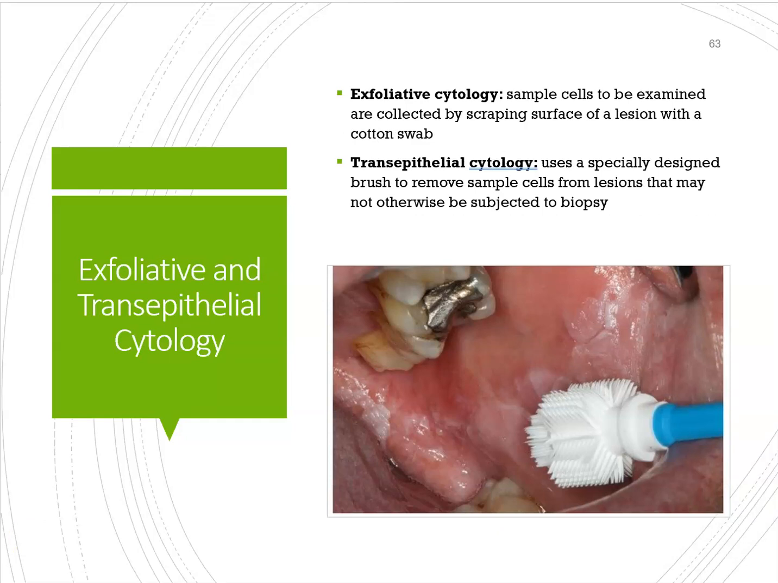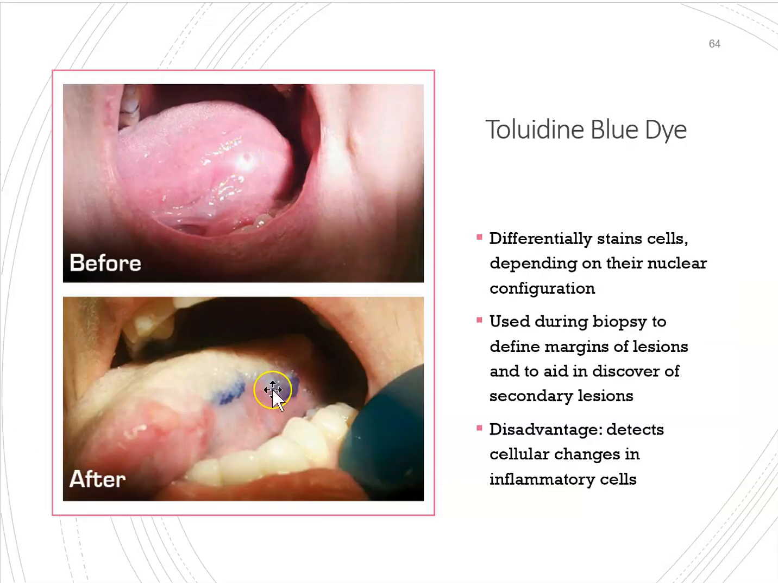You could do a swab. Exfoliative cytology is where they take a cotton swab, rub it along the lesion, and send it to the lab. Transepithelial cytology is where they use a special brush like so, and they rub it along the lesion, and then they send it to the lab. So a swab is another way of figuring out whether the lesion is cancerous or not. A dye could also be done. You place a dye, and if it turns a deep blue color, then that is a concern, and you can get that checked out.